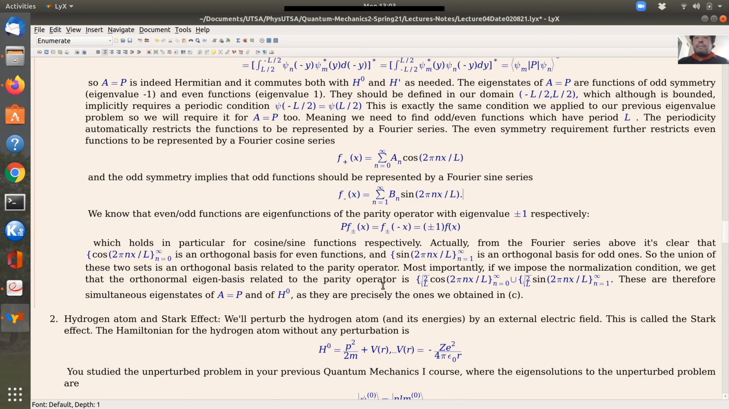So basically, the orthonormal eigenbasis related to the parity operator is the union of these sets, one of them representing even functions, the other representing odd functions. And you have found a nice operator that equivalently arrives at the good states, of course using very strongly the condition of the functions needing to be periodic.